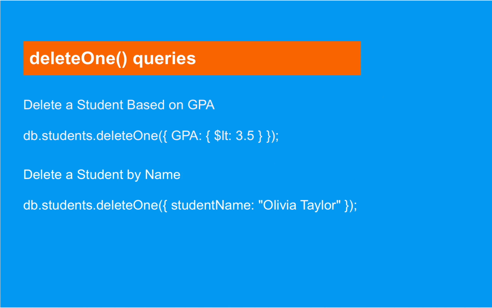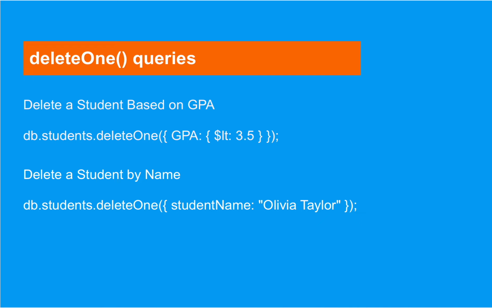In the students collection, if we want to delete a student's data whose GPA is less than 3.5, we have to write the query db.students, where students is the collection name, .deleteOne command. Inside that, you pass the condition GPA less than 3.5. This will delete the one document where the GPA is less than 3.5. If multiple documents match the condition, only the first one encountered will be deleted.